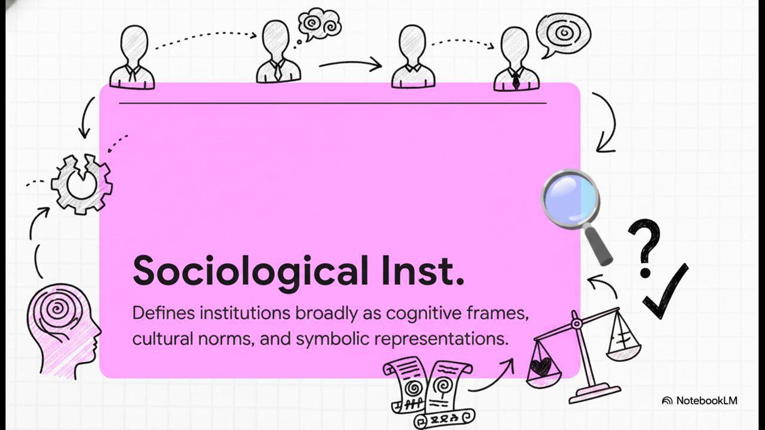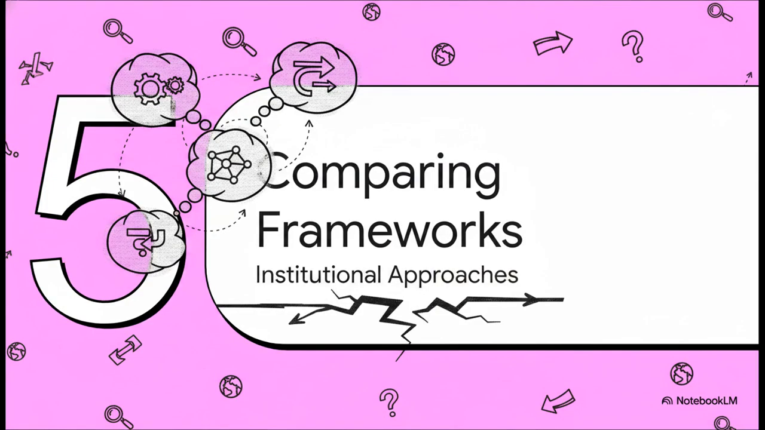Behavior isn't driven by a logic of consequence, which basically means asking what's in it for me, but rather it's driven by a deeply internalized logic of appropriateness. People are constantly asking themselves, what is a person like me supposed to do in a situation like this? We follow cultural scripts. Next up, Section 5, Comparing the Institutional Frameworks.